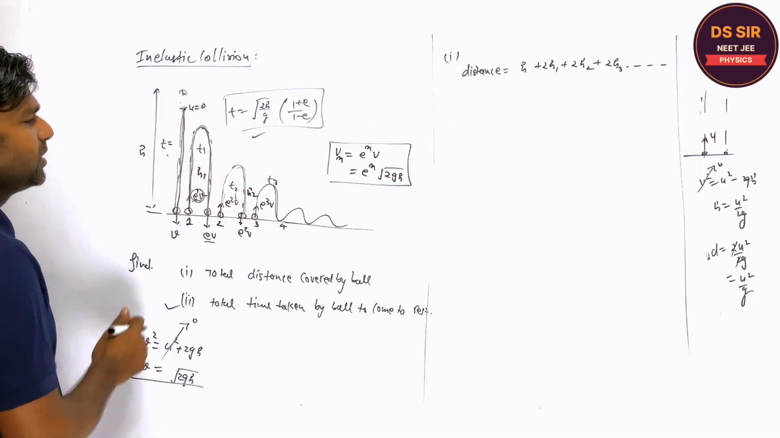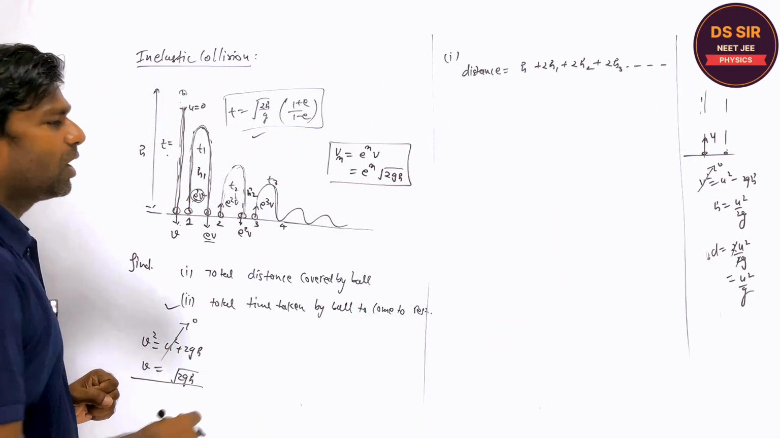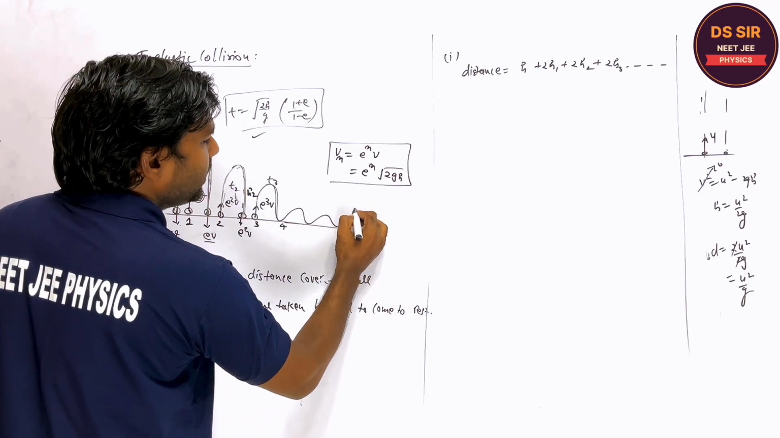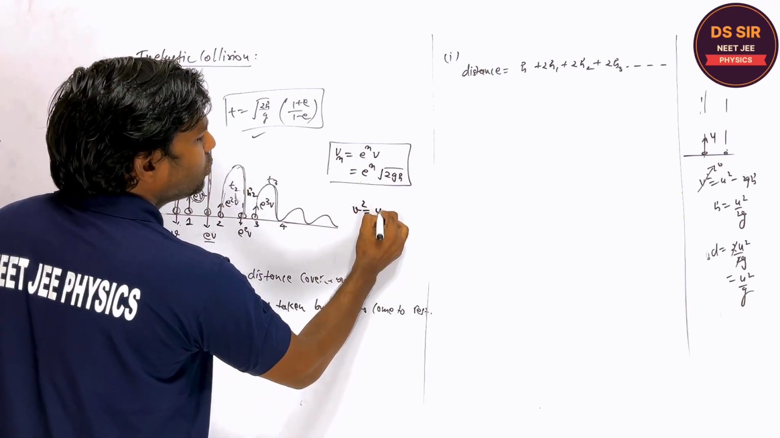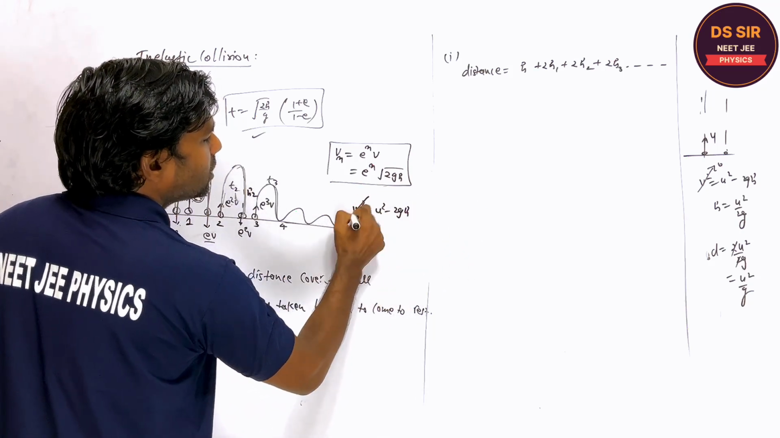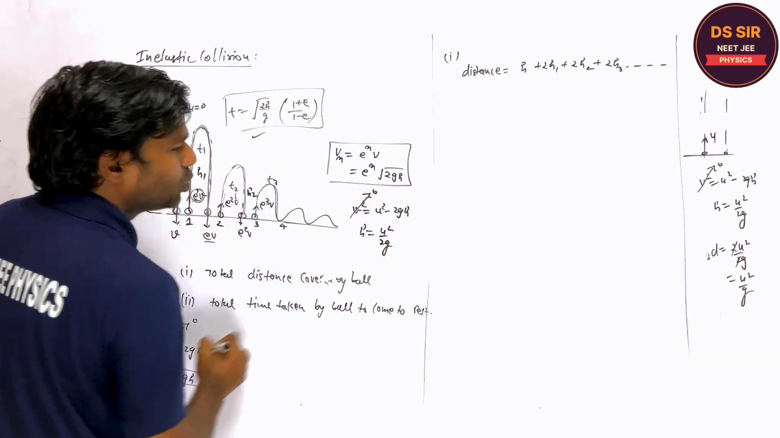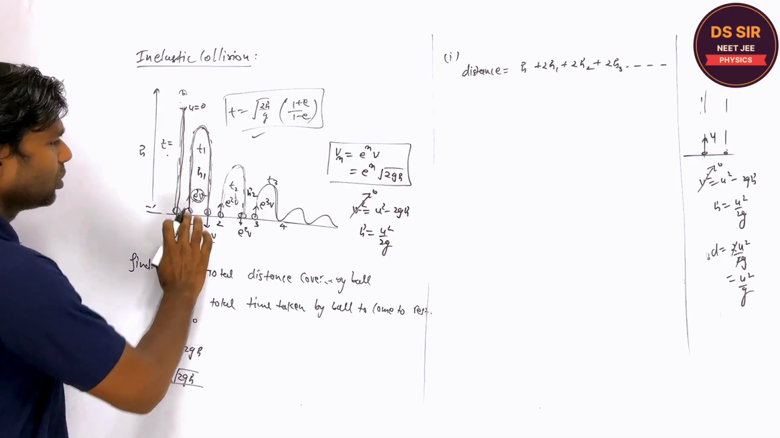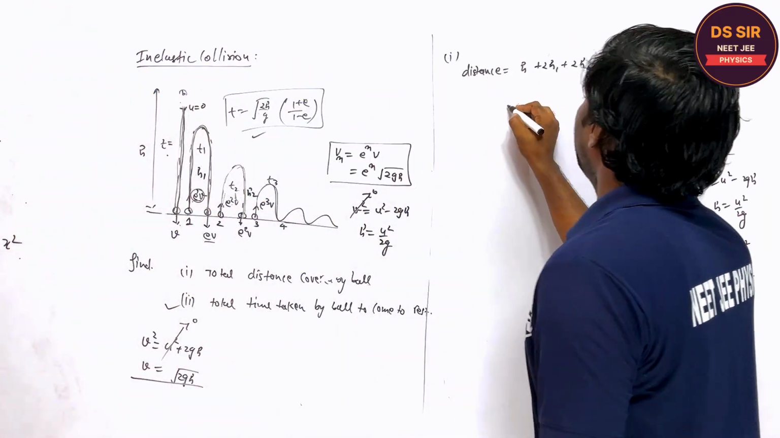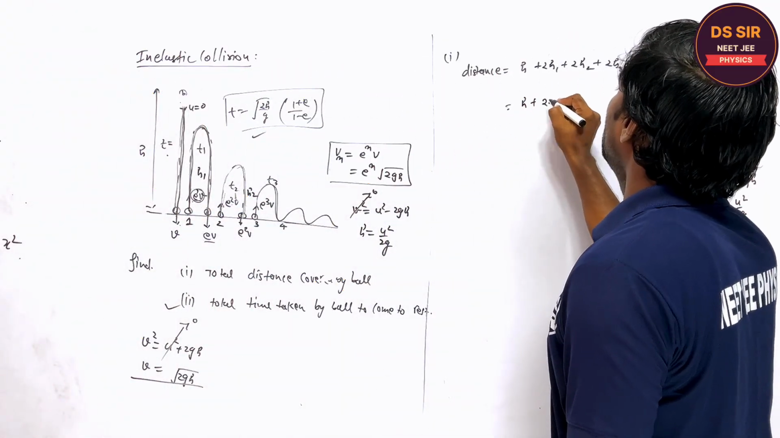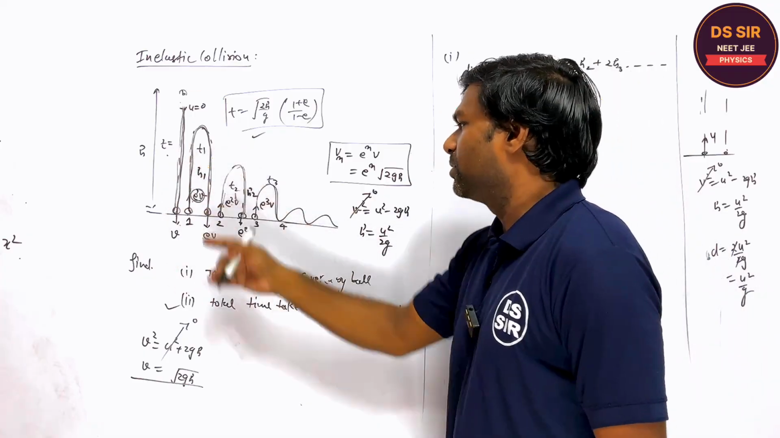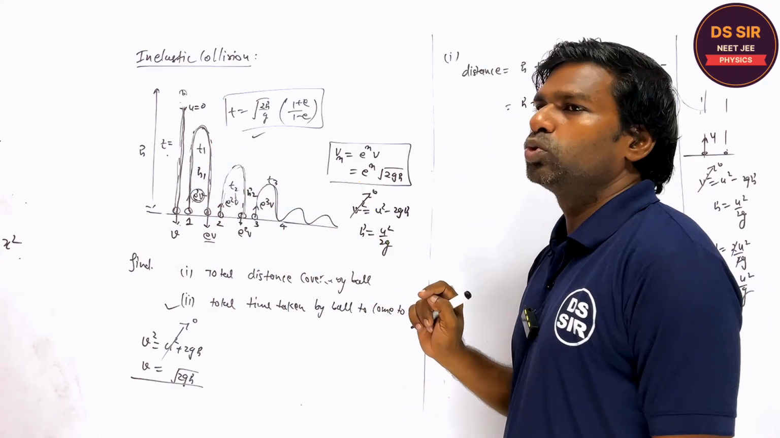This is the maximum height h1. And what is the maximum height h1? How to find? For the maximum height h1, v square is equal to u square minus 2gh. So the maximum height is what? Say u square upon 2g. Are you getting or not? So the total distance is h plus 2 into h1. What is h1? u square upon 2g.